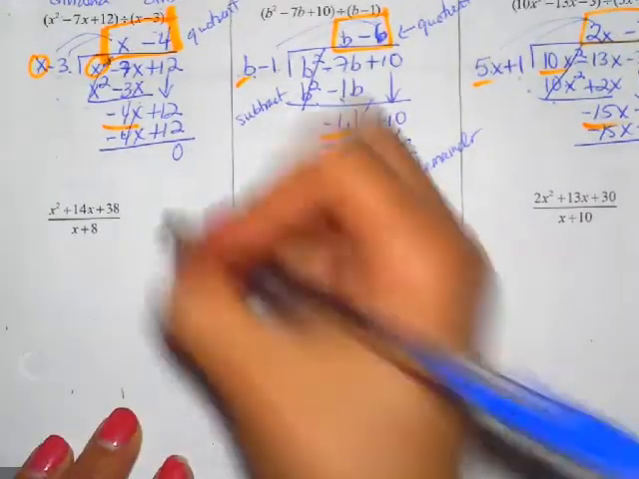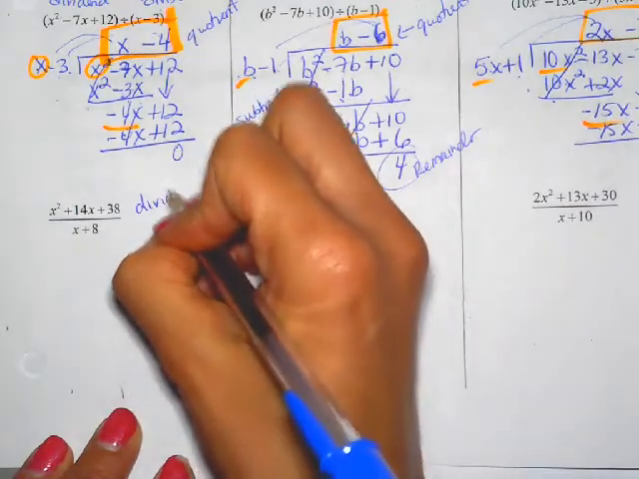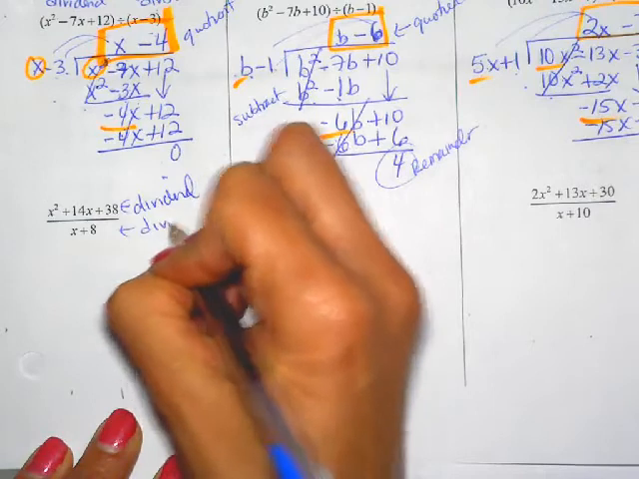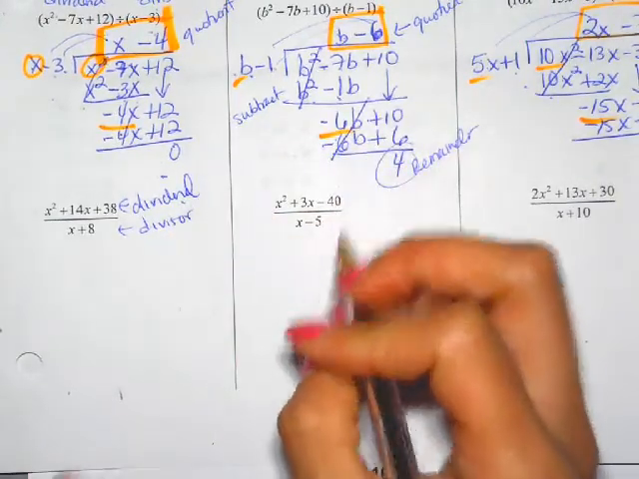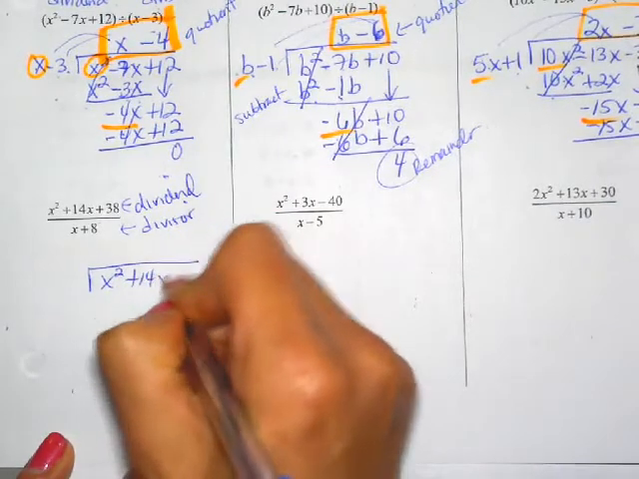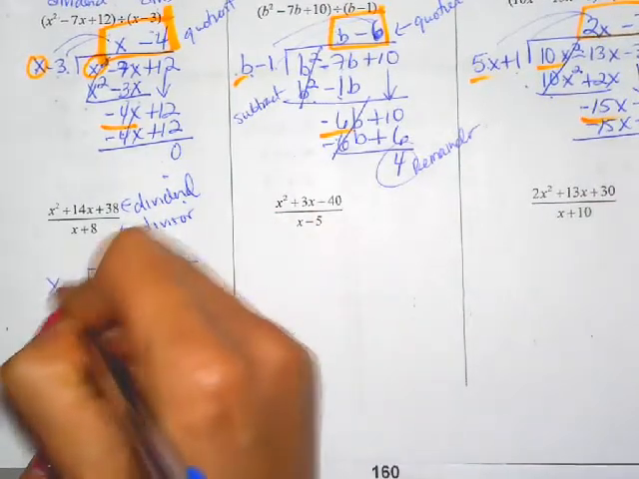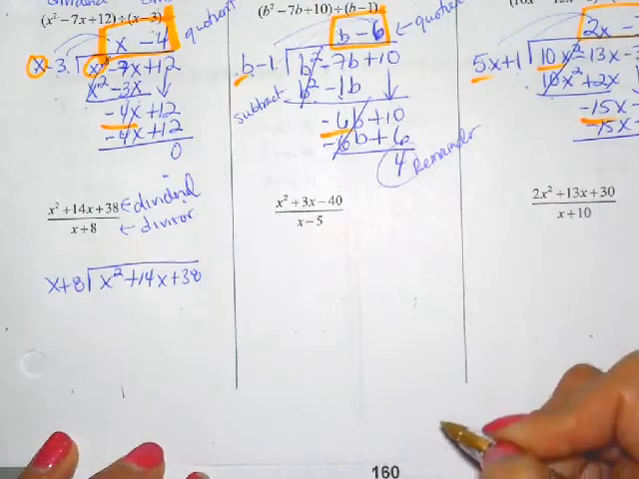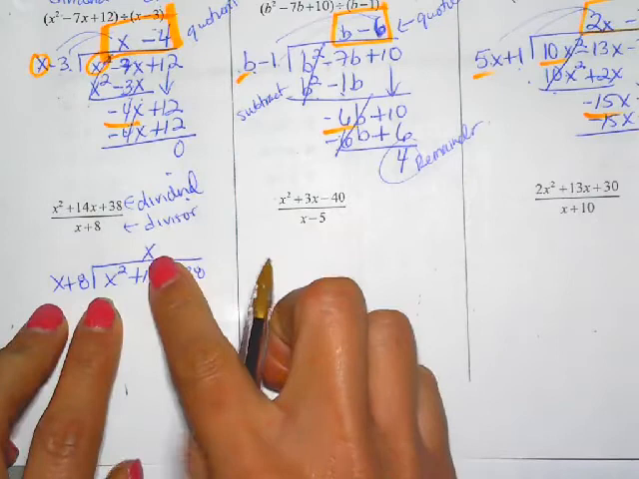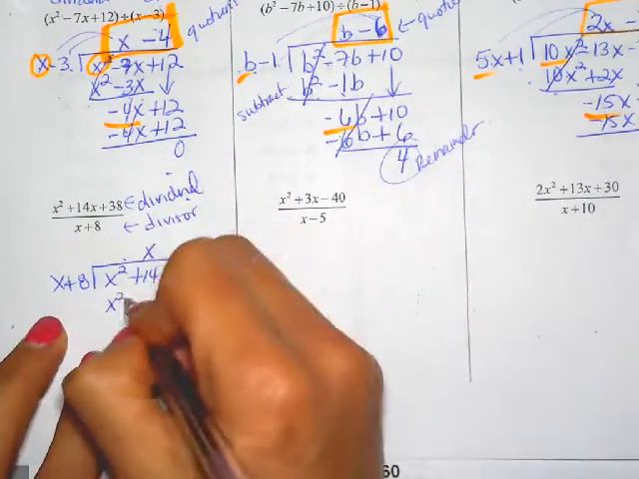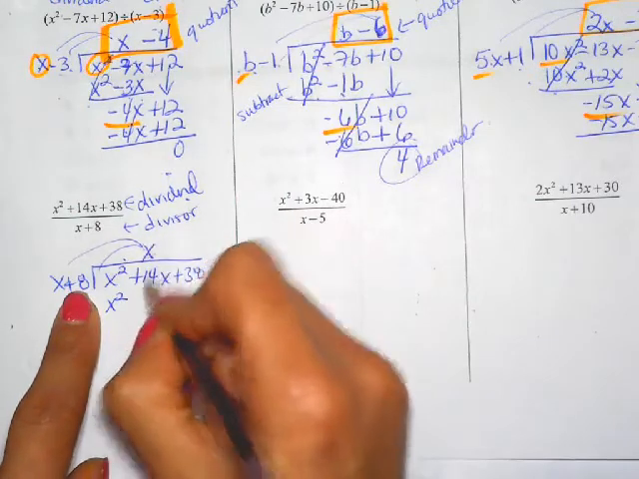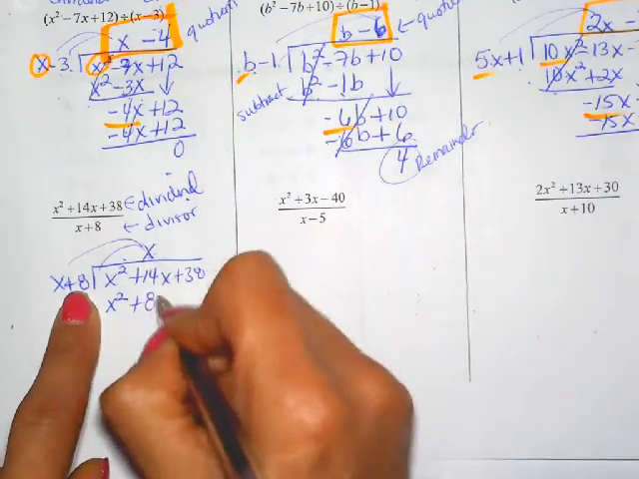Next example. The top one is the dividend. The bottom one is the divisor. So inside the box, x squared plus 14x plus 38. X plus 8 is on the outside. Again, if there's no coefficient, then that should always start with the same variable. X times x, x squared. Don't forget to multiply also the 8 once you know what you're starting with. X times 8 is just positive 8x.